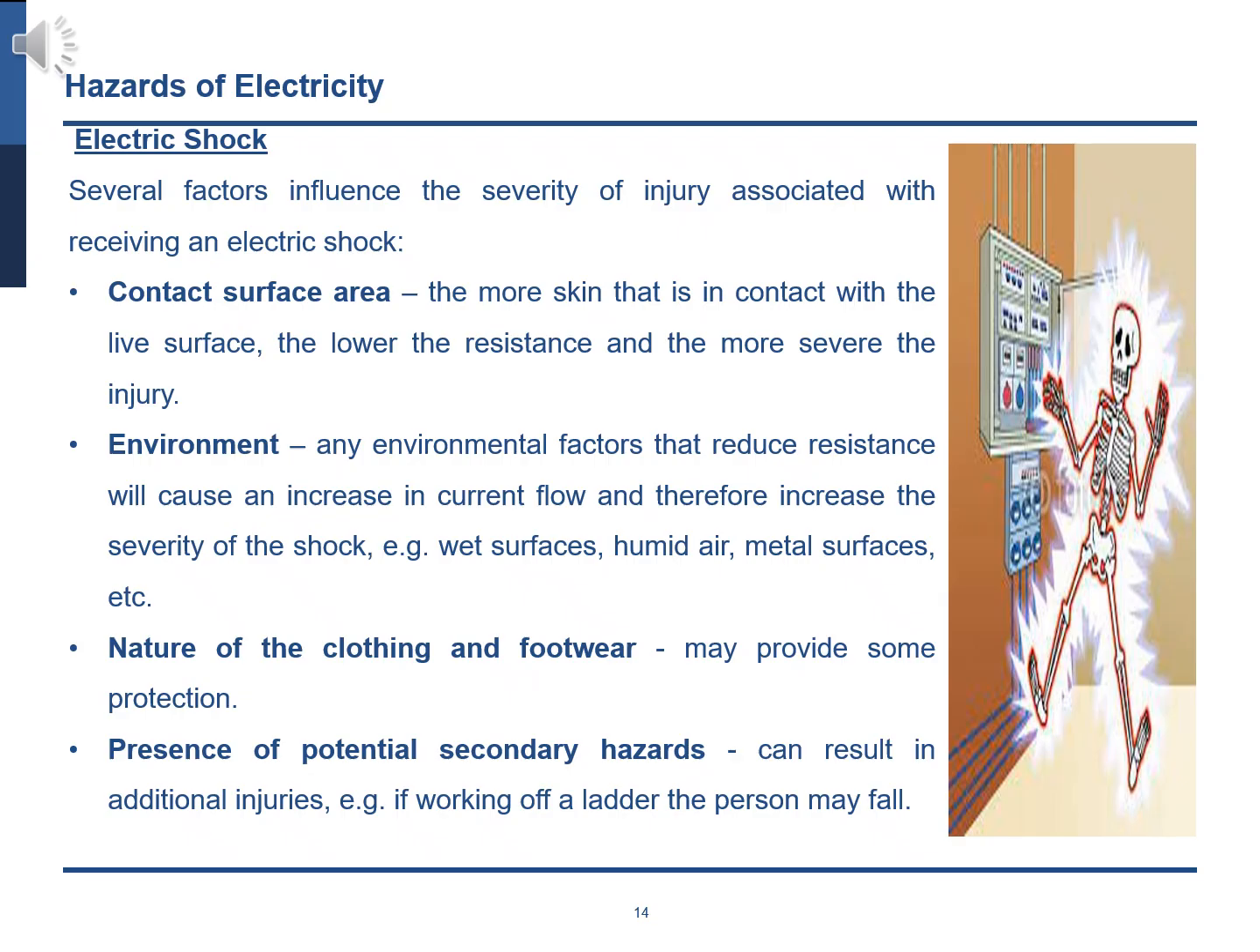Environment: any environmental factors that reduce resistance will cause an increase in current flow and therefore increase the severity of the shock, e.g. wet surfaces, humid air, metal surfaces, etc. Nature of the clothing and footwear may provide some protection. Presence of potential secondary hazards can result in additional injuries, e.g., if working off a ladder, the person may fall.